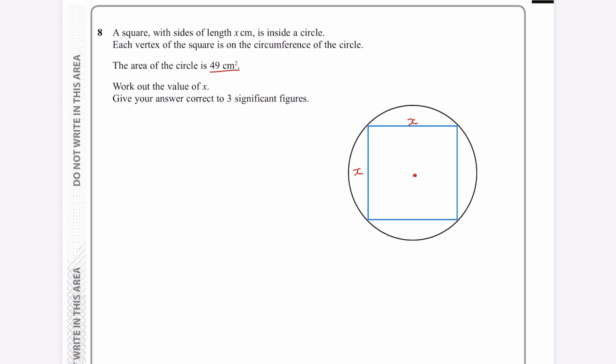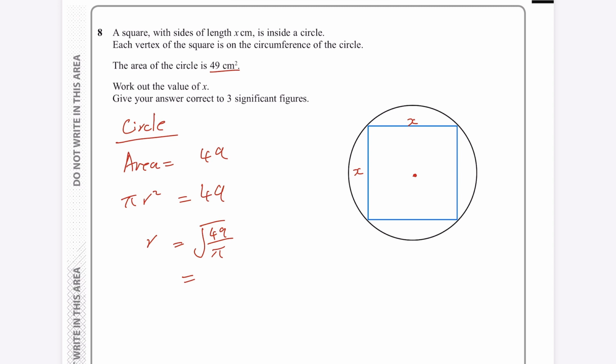So we can think about, well, if you look at just the circle, we know that the area is 49 and we know pi r squared is the area of a circle. So from this we can find the radius. So the radius is going to be the square root of 49 over pi, which is 3.9493. Cool. So we know that's the radius. So the radius is going to be the length from the center to the circumference, which is the exact same as the length from here to there.